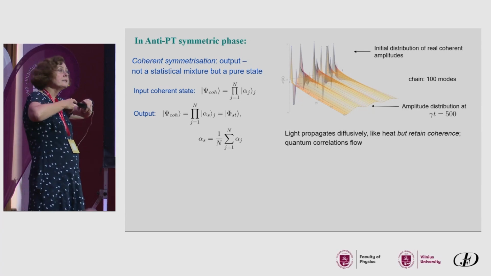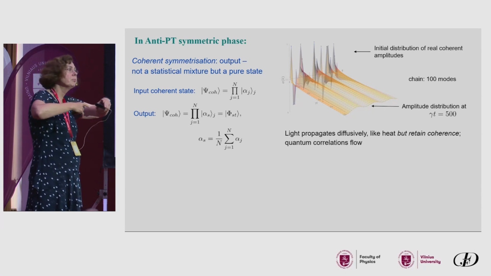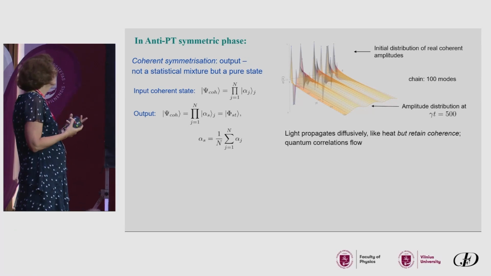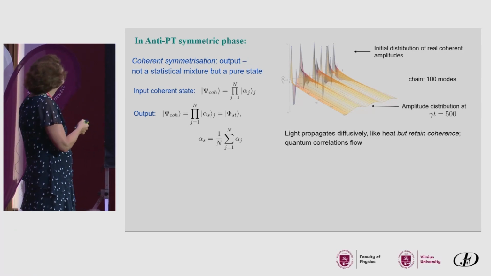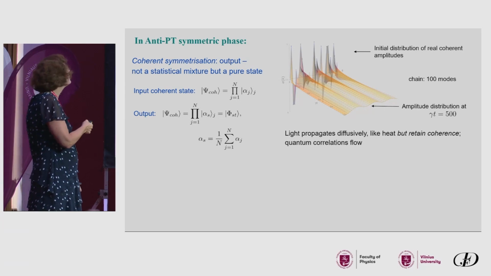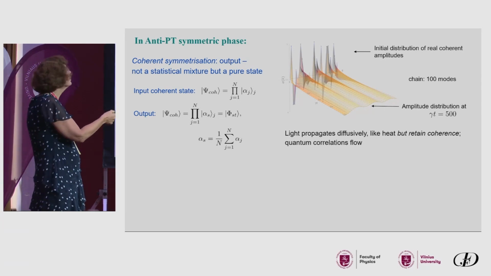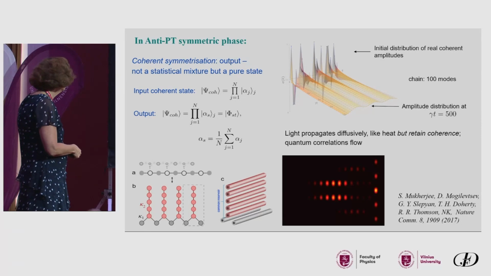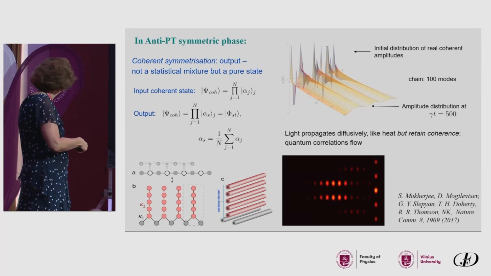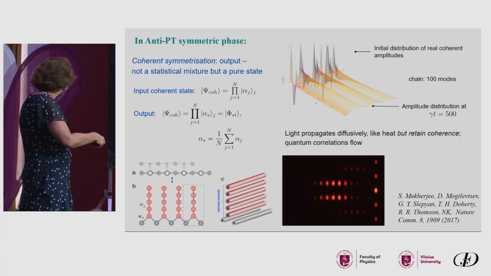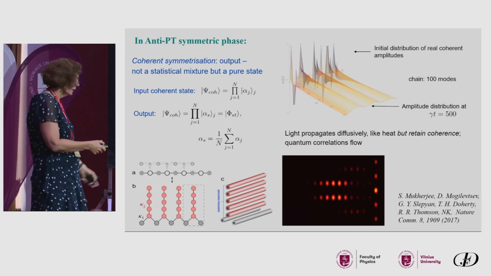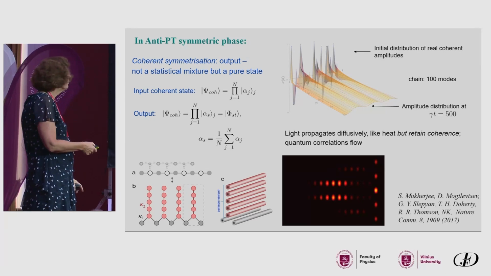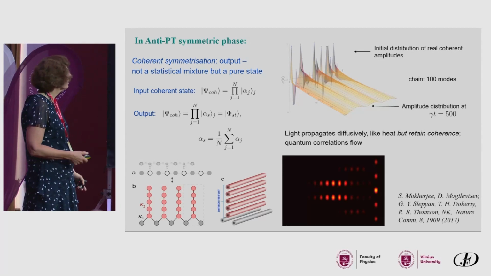It basically equalizes. You have a flow of correlations through the system. Although your light propagates diffusively, like heat, it retains coherence, and at the output you have a pure coherent state. The amplitude of the state is determined by the exact structure at the output. We have also seen it in the experiment with a smaller chain, where this plays the role of reservoirs. You can imagine the lossy modes are organized by attaching an array of waveguides to each second waveguide. And we have seen this equalization effect in practice as well.